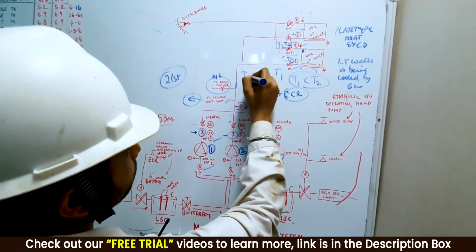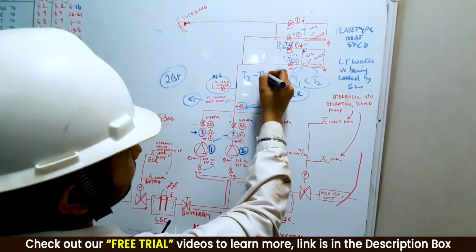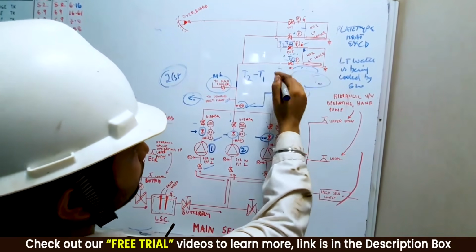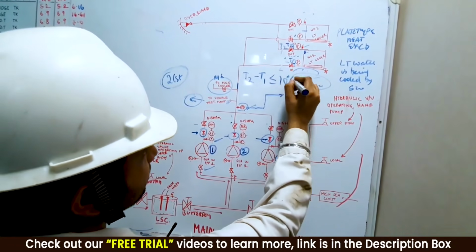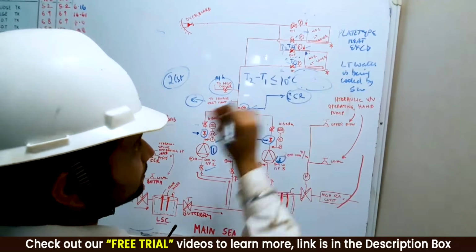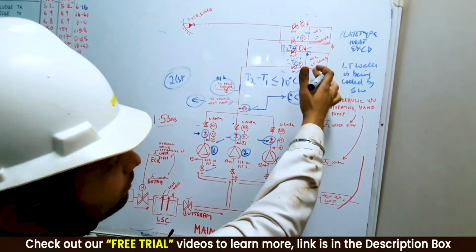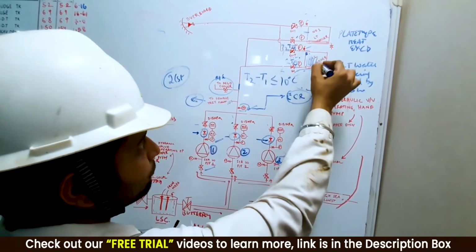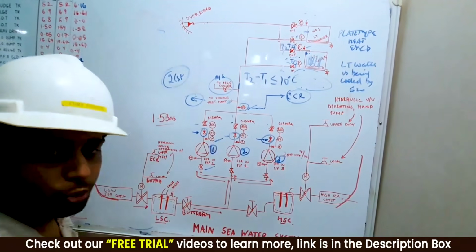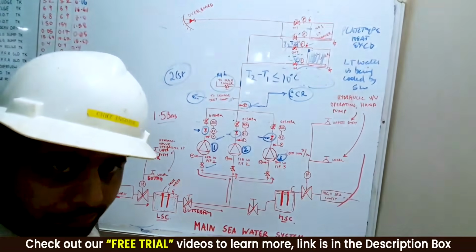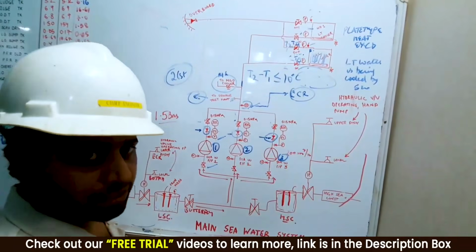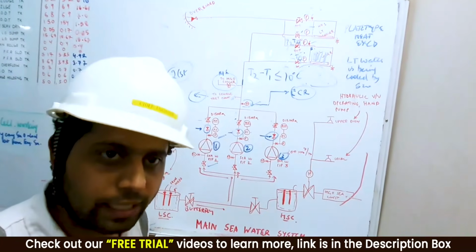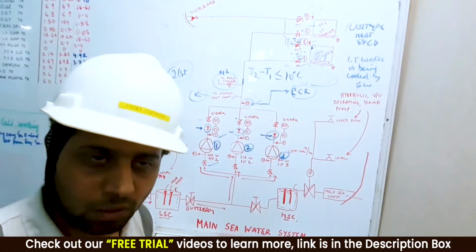Always remember that T2 minus T1 should be less than or equal to 10 degrees centigrade. If it is getting more, that means your filter may be choked. If the filter is also clear, that means now your LT cooler plates are choked. Then you have to clean these plates. You have to open this huge LT cooler. Over here on my board, we have got 150 plates. It takes approximately 2 to 3 days to clean an LT cooler. It's a 6-monthly routine on board our ship.